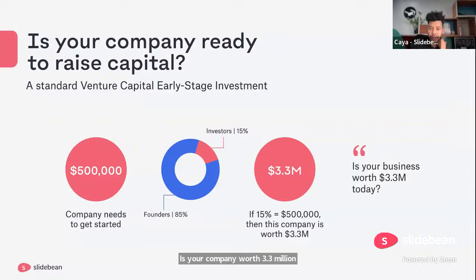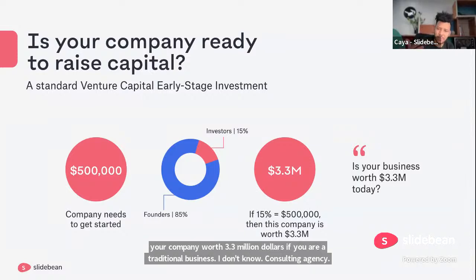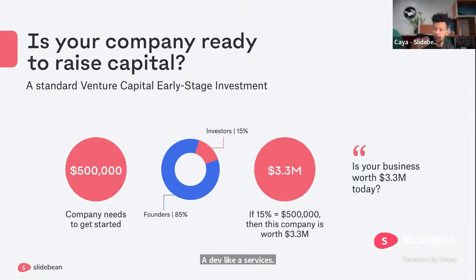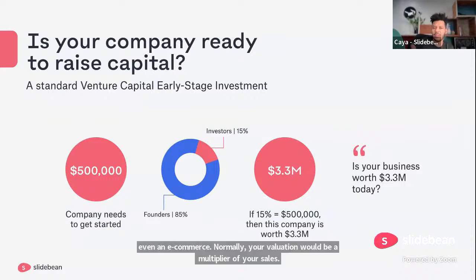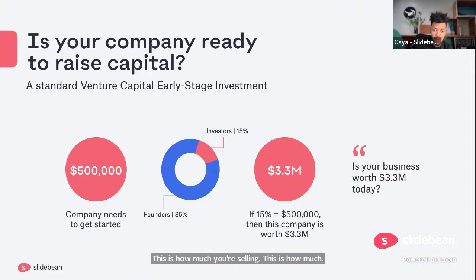If you are a traditional business, I don't know, consulting agency, like a services platform, even an e-commerce, normally your valuation would be a multiplier of your sales. This is how much you're selling. This is how much your company is worth. Like a brick and mortar store is usually worth 1 or 2 times their sales.